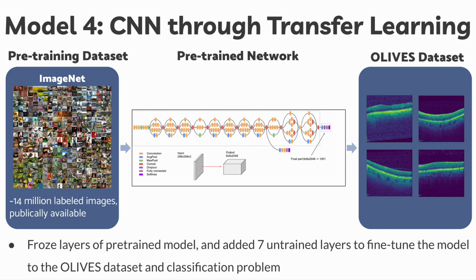Our fourth model uses CNNs but with transfer learning. A network pre-trained on larger datasets can transfer its learned knowledge to a separate problem set. Here we use Inception V3 as the transfer learning model, and essentially it was pre-trained on ImageNet, a dataset which has around 14 million labeled images, and it's fine-tuned in this case for the OLIVES dataset to classify the images into the three classes.